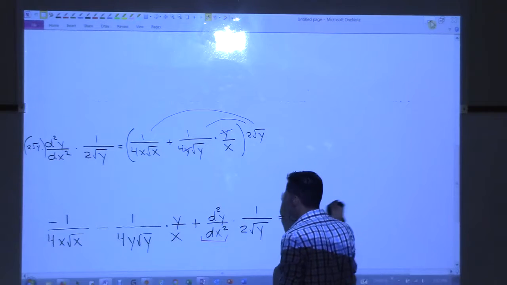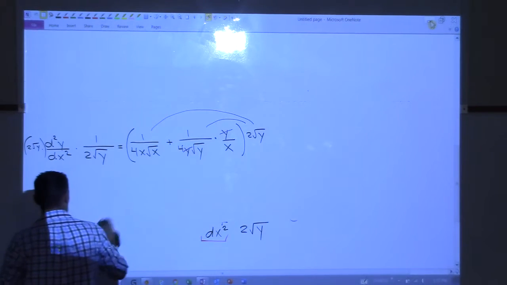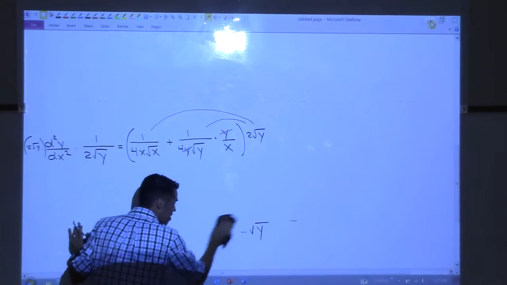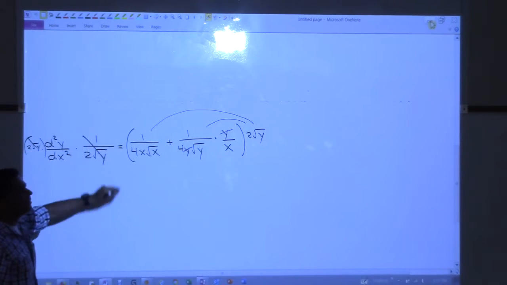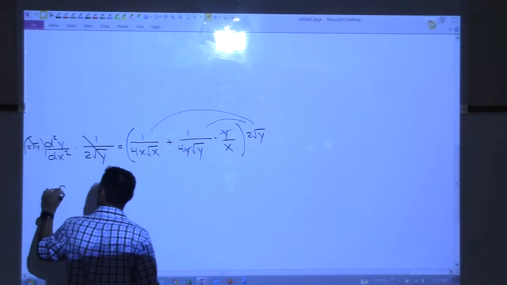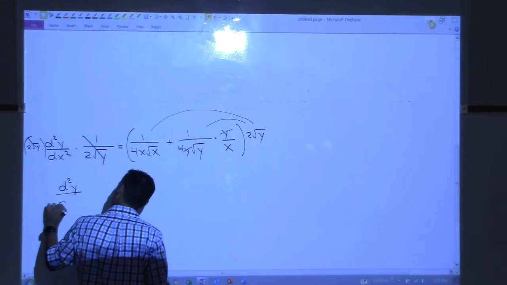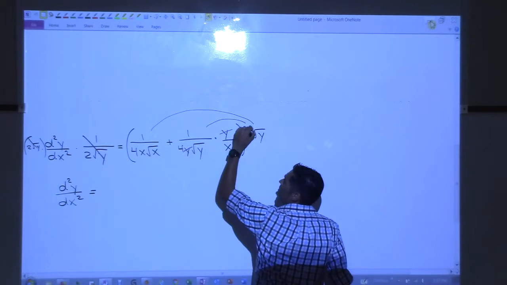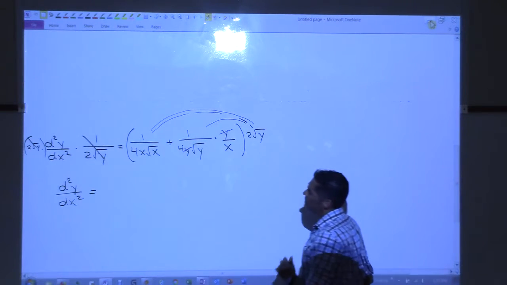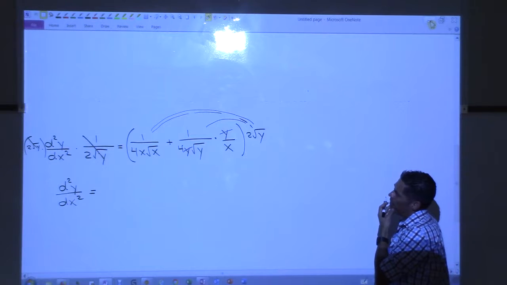I realize this is messy, which is part of the reason I do it on camera, because then you can always go back and watch it if you need to. All right, left side, they cancel, right? So now we finally have the second derivative isolated. Equals, now when we distribute this thing over to this, what are we left with?